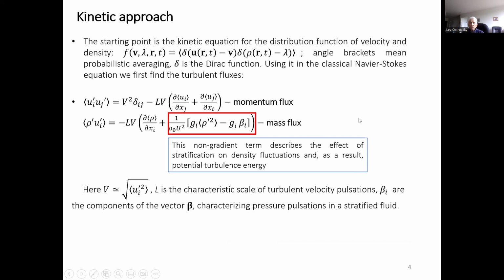Okay, but before that, maybe a couple of slides about the theory, just to remind it. It started from the kinetic approach, from the probability distribution of velocity V, turbulent velocity V and density, not only turbulent, all the velocity and density here, and we substituted it in the classical hydrodynamic Navier-Stokes equations. I will not show it here. It's very well known.